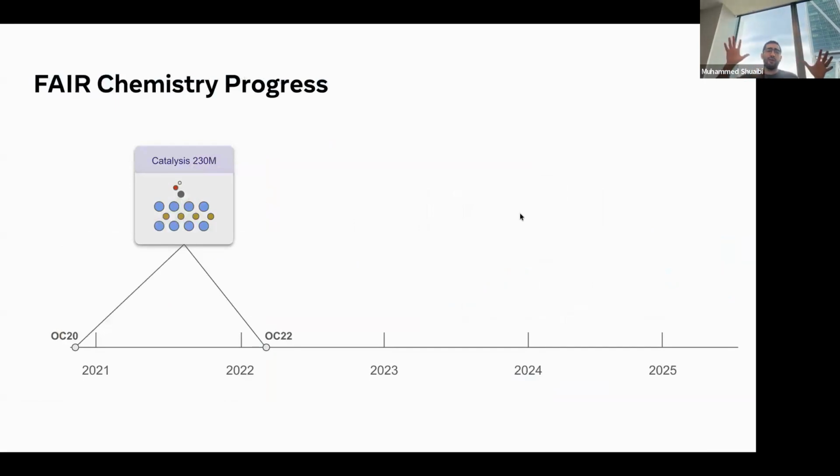So that's an overview of the catalysis. So that's the state of FAIR chemistry. Much of this work started in 2020 to 2022. The focus there was catalysis, and we generated a lot of training data and a lot of models. We collaborated with experimentalists to generate real data to compare against.